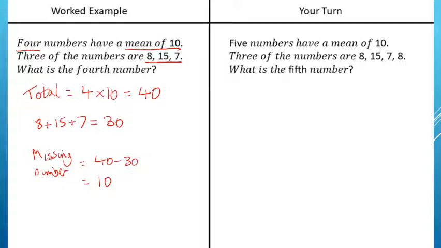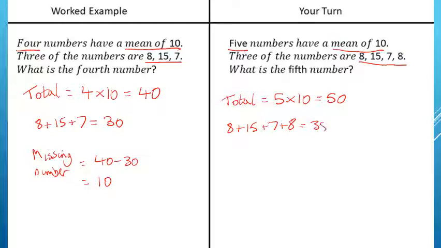Okay, so looking at the question on the right hand side, similar method again, but this time we've got 5 numbers, they've still got a mean of 10, and the numbers are 8, 15, 7 and 8. What is our fifth number? So once again, to find the total, we've got 5 numbers, they've got a mean of 10, so we do 5 times 10, and our total of all 5 numbers should be 50. At the moment we've got 8, 15, 7 and 8, and that gives us a total of 38.